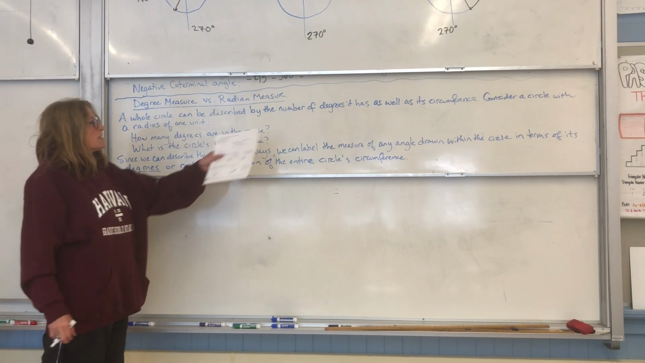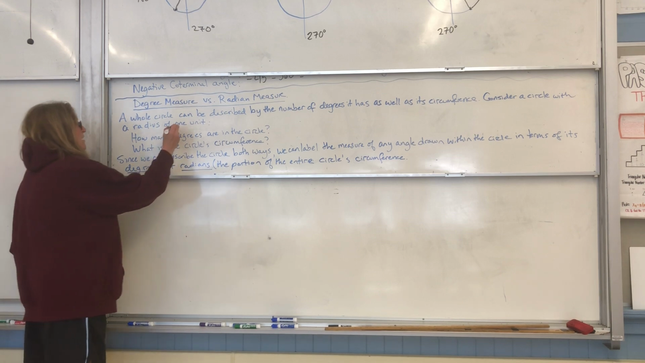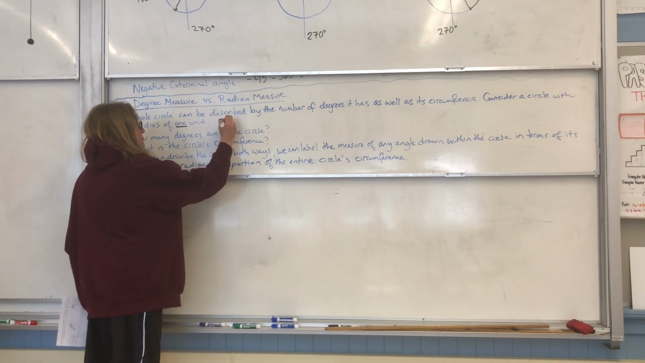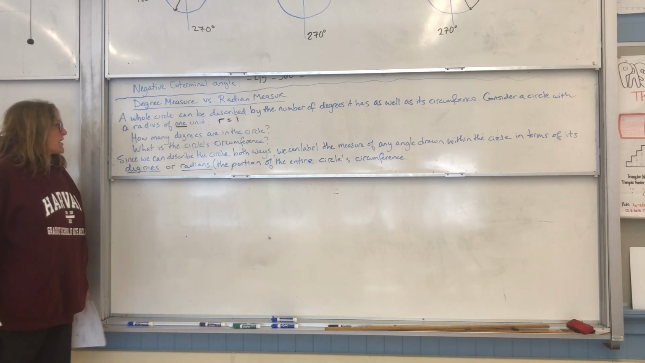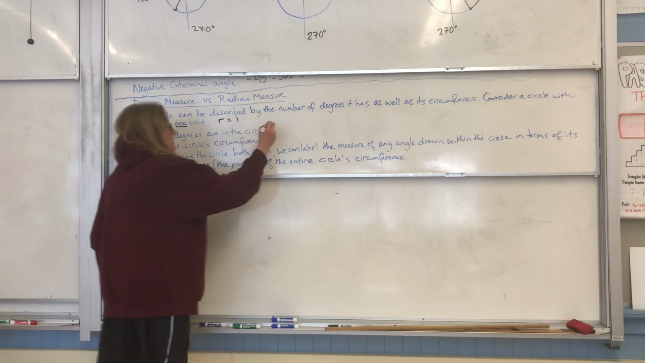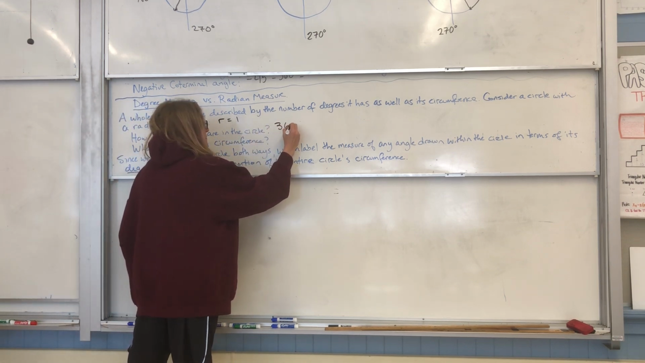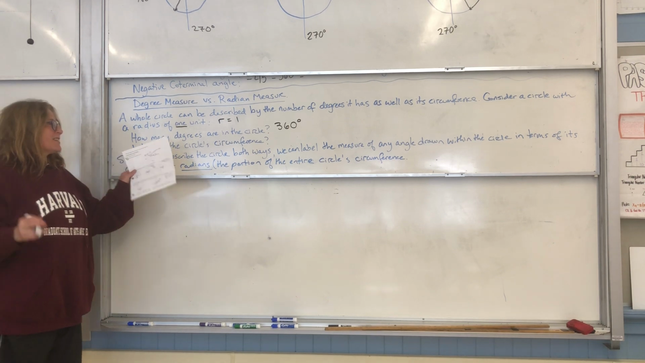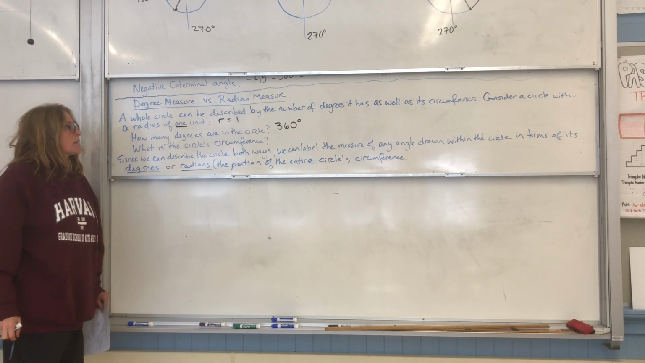So I want you to consider a circle with a radius of 1 unit. Radius equals 1. Okay, guys, how many degrees are in that circle? Well, we know every circle has 360 degrees. Right? So we can think of a circle in terms of its degrees, which we're used to doing.